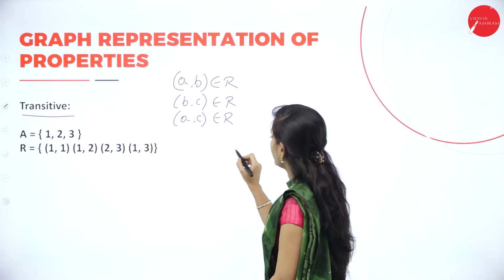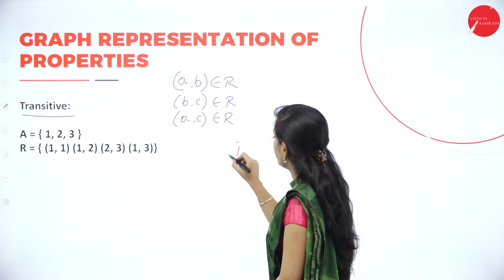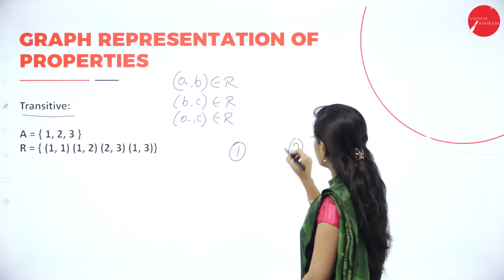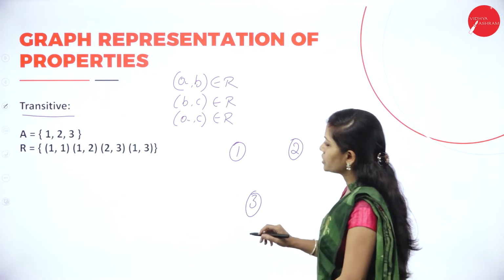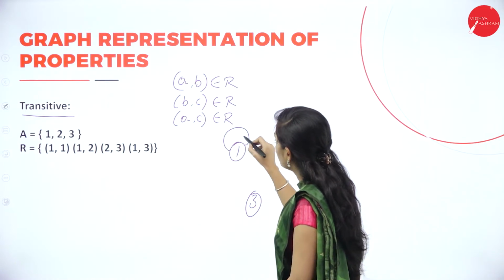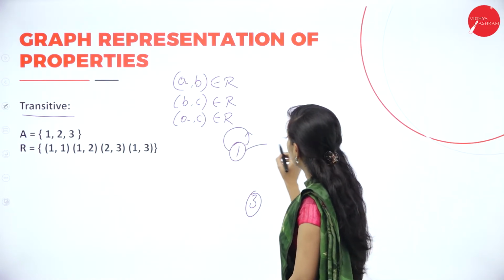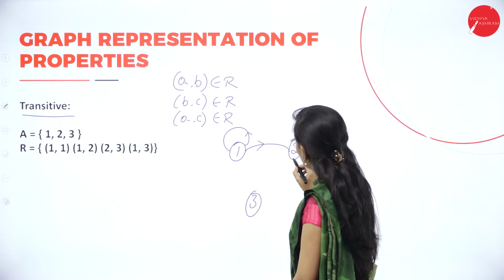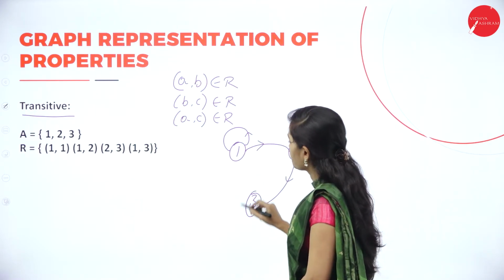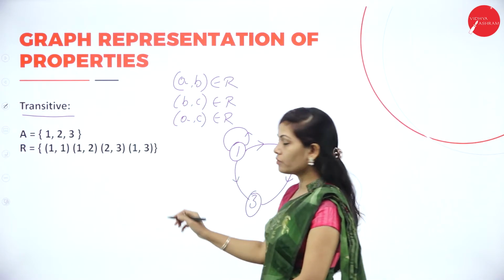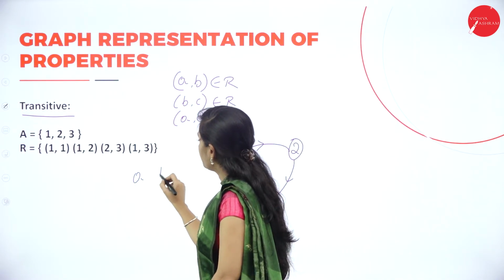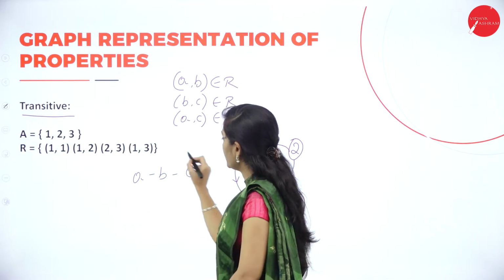So how to draw a directed graph? Here we have a set of 3 elements: 1, 2, 3. The relation has 1 to 1, which is a self loop, and 1 to 2, 2 to 3 and 1 to 3. So what is transitive? Transitive means A to B, B to C, then A to C.